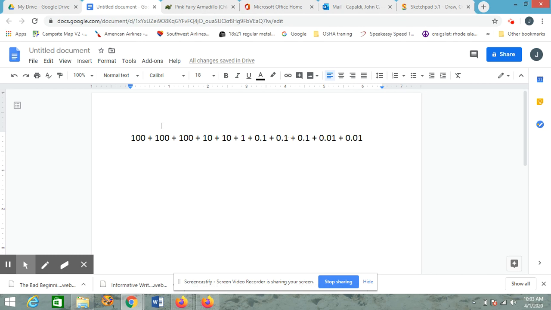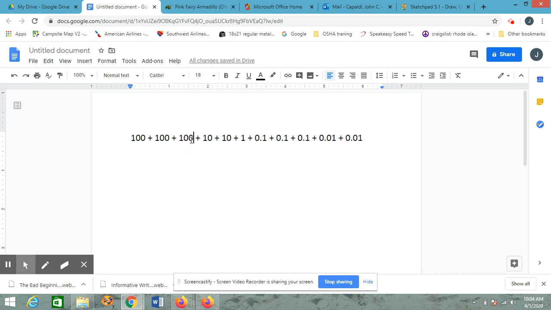But before we get to that, you're going to see something like this on your work today. It's going to ask you in the book, if we had the book, we would use discs, but we can't do that obviously. So we're going to look at what we have. It looks like 100 plus 100 plus 100 plus 10 plus 10 plus 1 plus a tenth plus a tenth plus a tenth plus a hundredth plus a hundredth. So let's go through and group them together for like objects, like numbers.